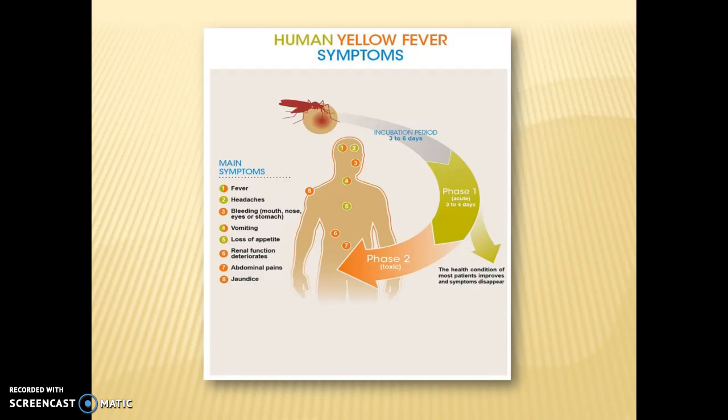However, 15% of patients enter a second, more toxic phase within 24 hours. And this takes the form of an acute hemorrhagic fever with bleeding from the mouth, eyes, ears, and stomach. There's a pronounced jaundice, a yellowing of the eyes, which is where the disease actually gets its name, leading to kidney damage and shock. The major organ systems shut down and death occurs. And 50% of people who enter the second phase will actually die. So a very high mortality rate associated with yellow fever.